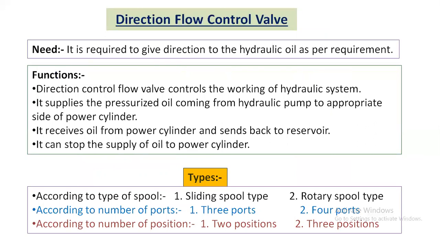it controls the direction of hydraulic system, it supplies pressure oil from pump to appropriate side of power cylinder, it receives oil from power cylinder and sends back to reservoir, and it can stop the supply of oil to the power cylinder. Now we can classify the direction flow control valves according to type of spool. There are two types: sliding spool valve and rotary spool valve. According to number of ports, there may be 2 ports, 3 ports, 4 ports. According to number of positions, 2 positions or 3 positions.